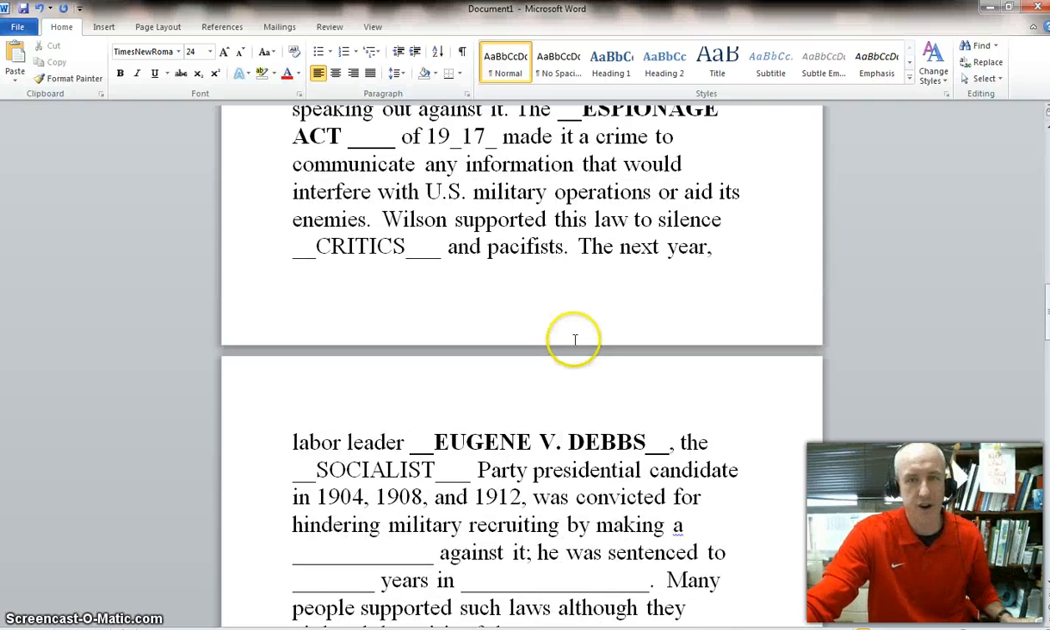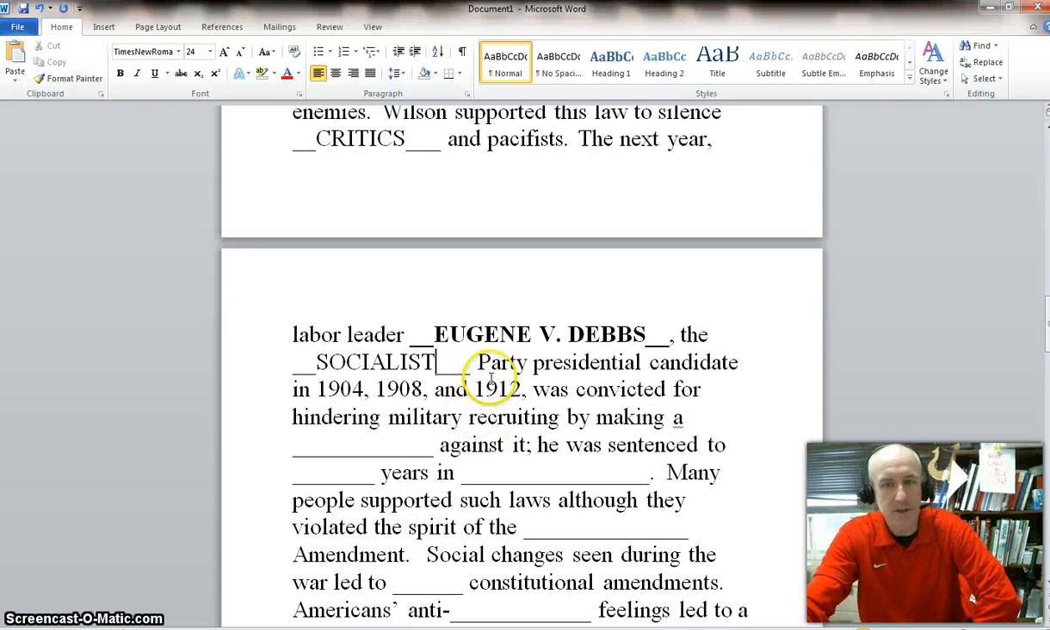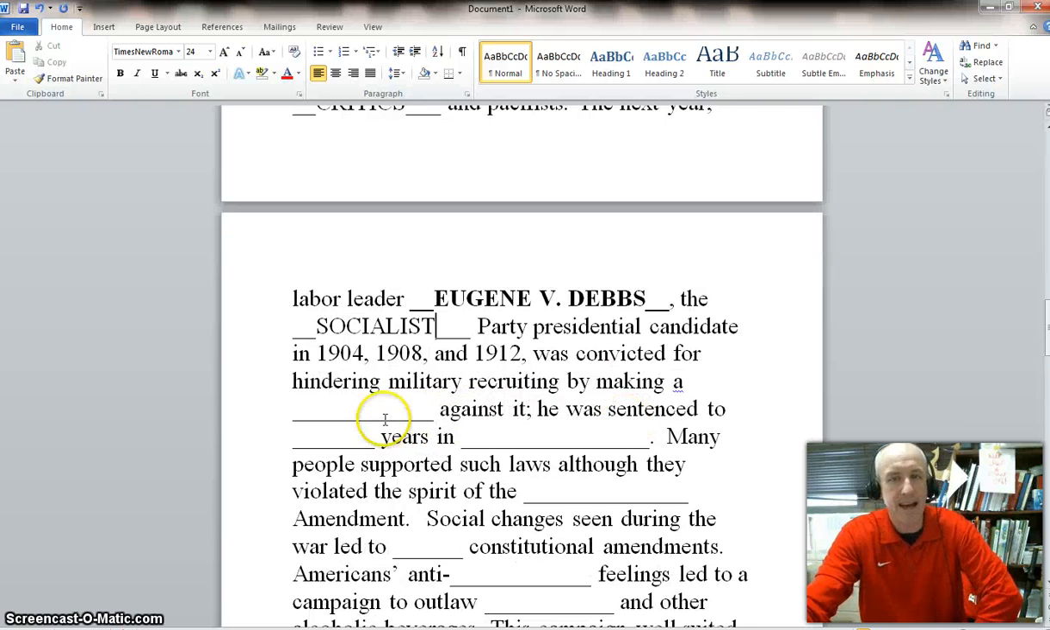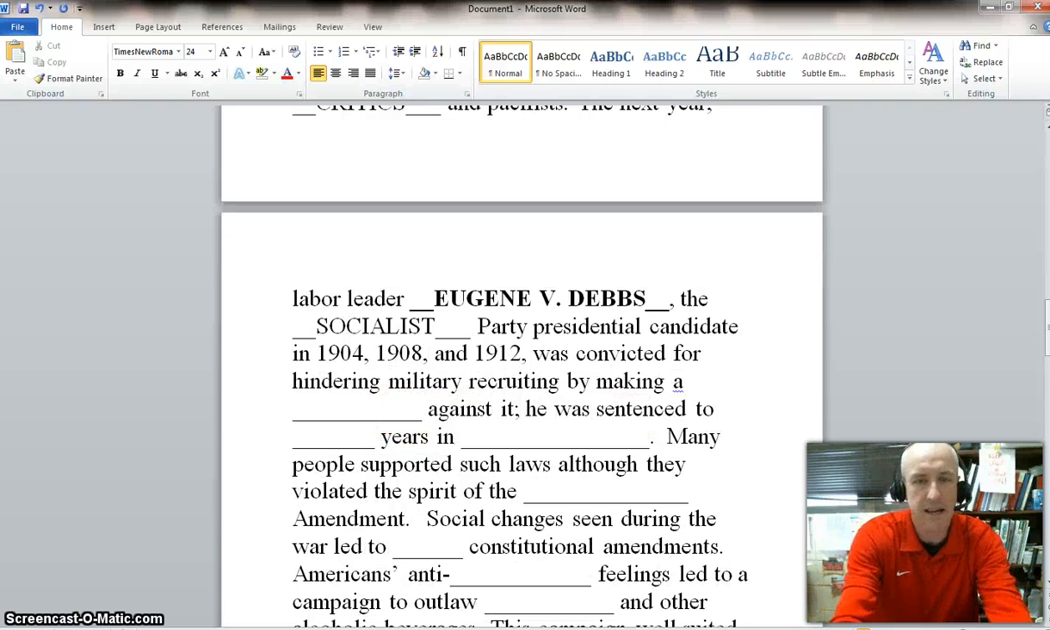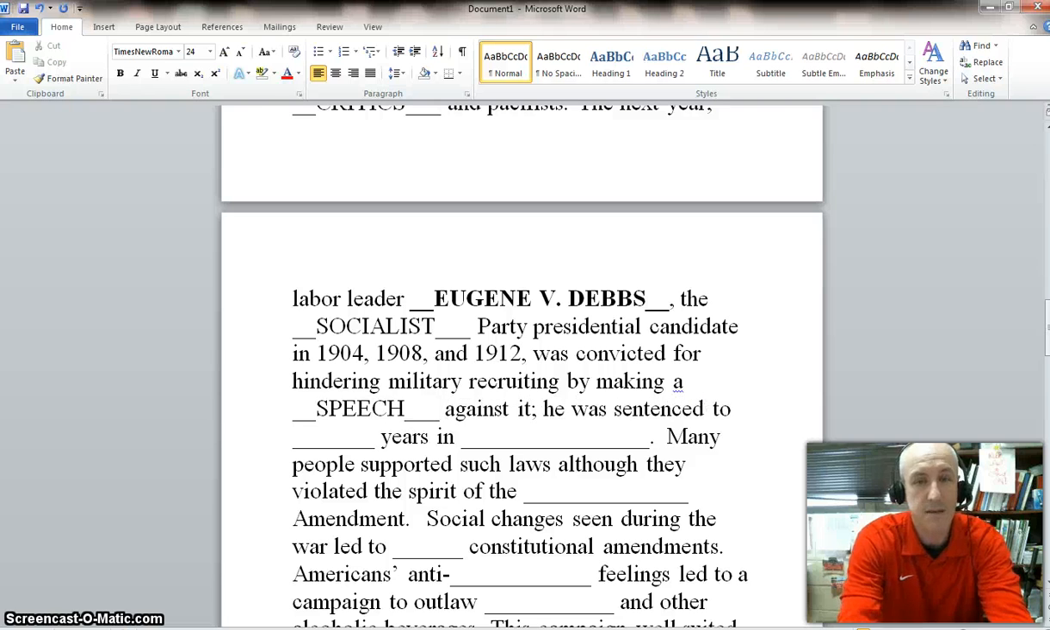Watch this. Under the Espionage Act, Eugene V. Debs, all right, the presidential candidate these 3 different years, was convicted for hindering military recruiting by making a blank against it. What did he do? So that's freedom of speech. What did he do that's so bad? He gave a speech against the war.